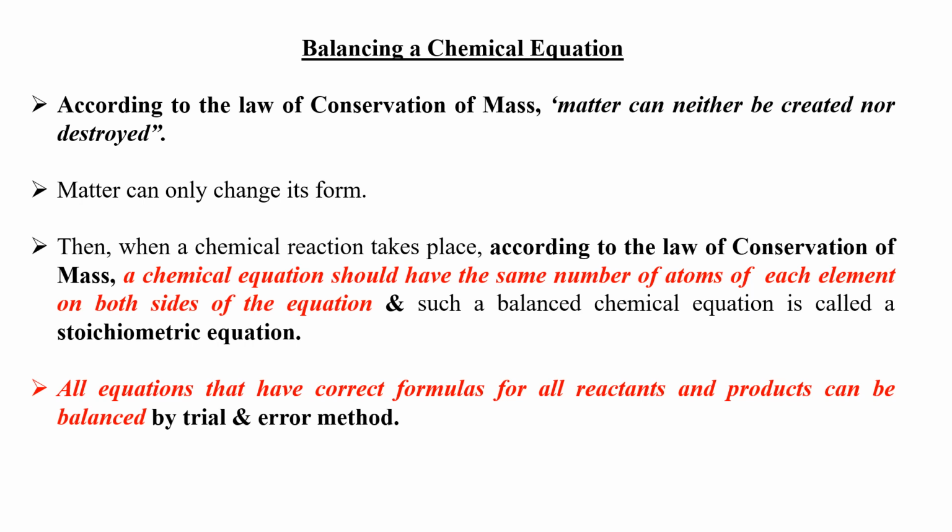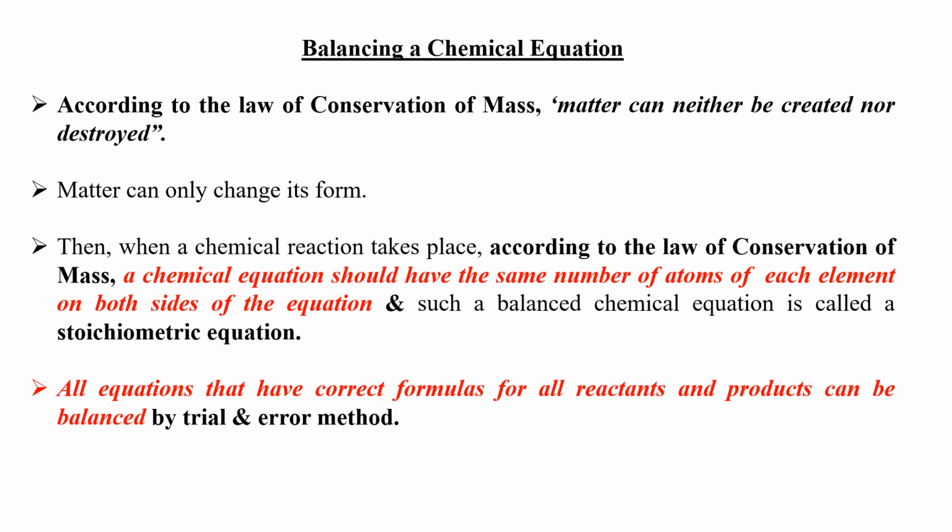According to the law of conservation of mass, matter can neither be created nor destroyed. I repeat, matter can neither be created nor destroyed. Clear? So, matter only changes its form. It is never destroyed. Therefore, when a chemical reaction takes place, according to the law of conservation of mass, a chemical equation which you are going to write should have the same number of atoms of each element on both sides of the equation. The number of atoms of each element on the reactant side should be equal to the number of atoms of each element on the product side.